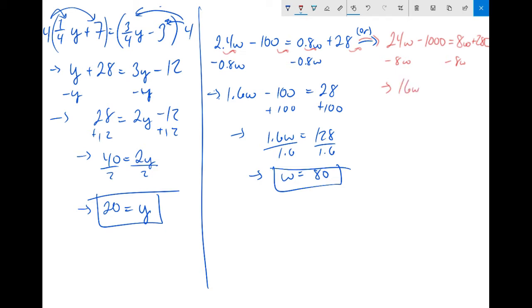So this would become 16w minus 1,000 equals 280. Then you'd add 1,000. So basically you're doing the exact same processes, just with things that are 10 times bigger. So this will become 1,280. And then you divide both sides by 16, and you'll get the same answer. So either way works. It just depends on whether you like working with decimals or whether you would like to convert them to whole numbers.